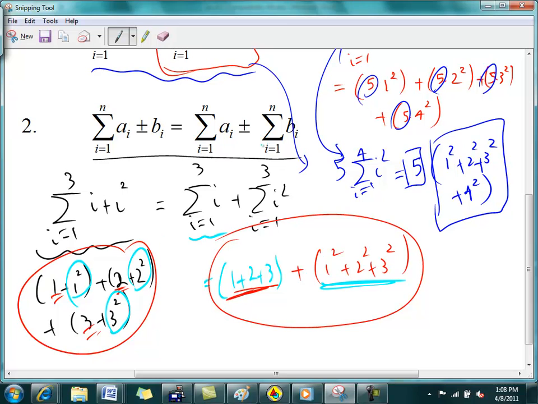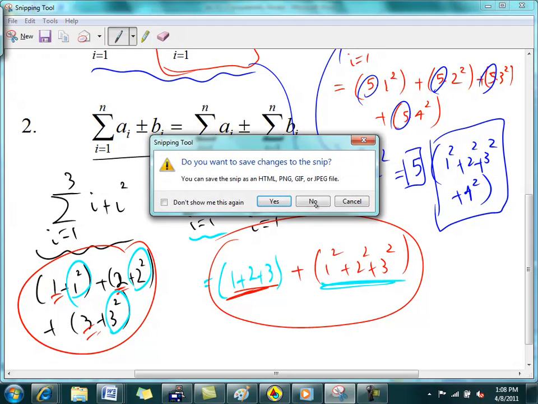So in words, what you want to do is you want to say, hey, if you've got a summation over a plus or a minus, you can split the summation up. You guys okay on that? Yeah? Am I going too slow here or what?